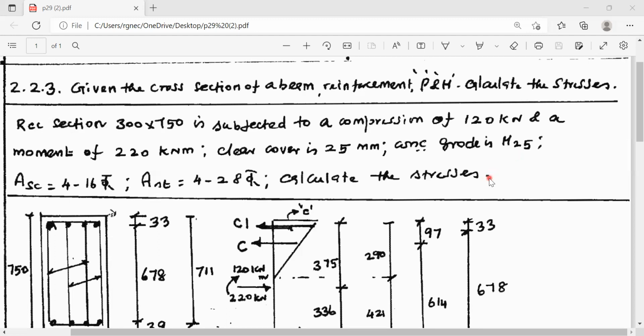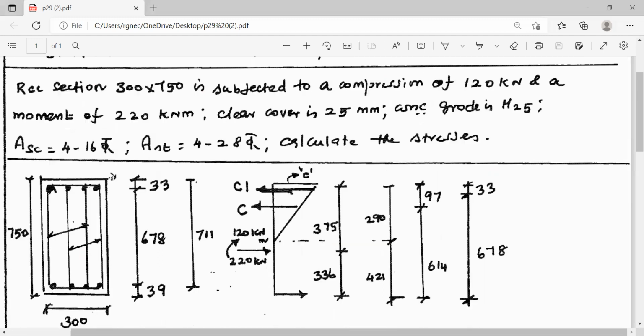Now, in this problem, the parameters are given like this. The cross section is 300 by 750 mm. It is reinforced with 4-16 torque on the compression zone, and with 4-28 torque on the tension zone. It is subjected to a compression of 120 kilonewton and also a moment of 220 kilonewton meter. The clear cover is given, therefore the effective cover can be calculated and it is shown in this sketch.